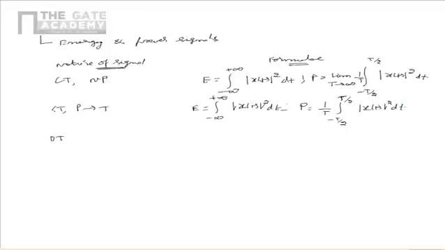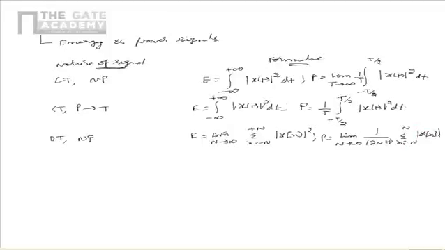Now let us consider a discrete time signal which is non-periodic. In this case, the energy of the signal is given as limit N tends to infinity sigma n equal to minus N to plus N mod of x of n whole square, and power of the signal is given as limit N tends to infinity 1 by 2N plus 1 sigma n equal to minus N to plus N mod of x of n whole square. We see that as the signal is discrete time signal, the integrals are transformed to summations.